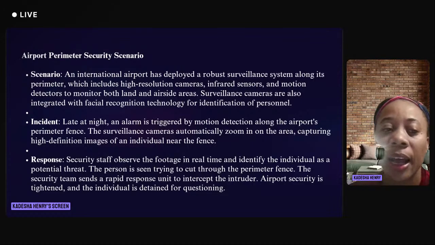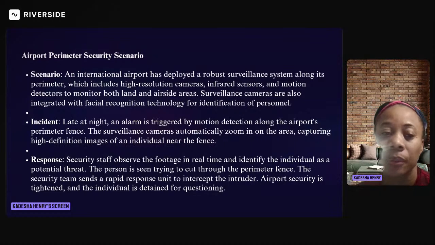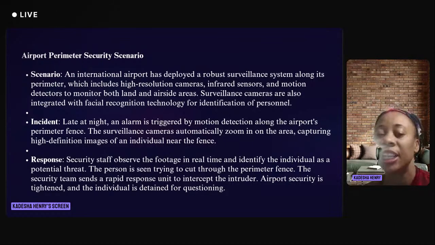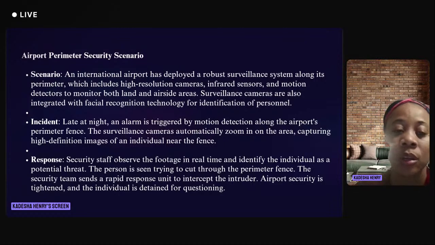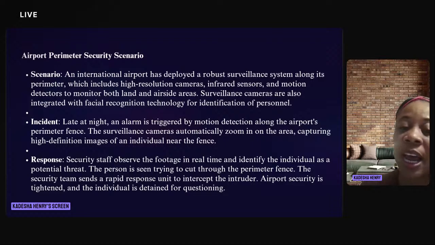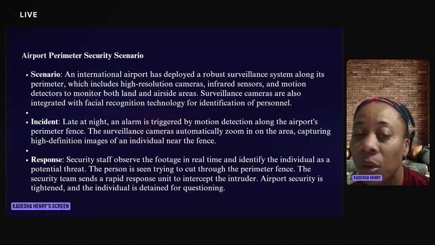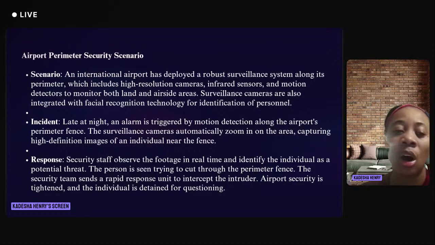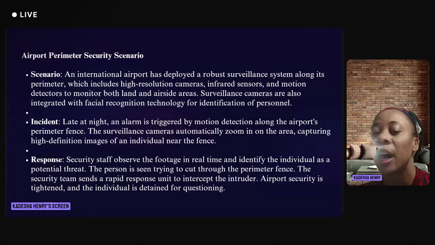So let's look at another scenario, and this one is at an airport perimeter. Scenario: an international airport has deployed a robust surveillance system along its perimeter, which includes high resolution cameras, infrared sensors, and motion detectors to monitor both land and airside, right? Surveillance cameras are also integrated with facial recognition technology for identification of personnel.